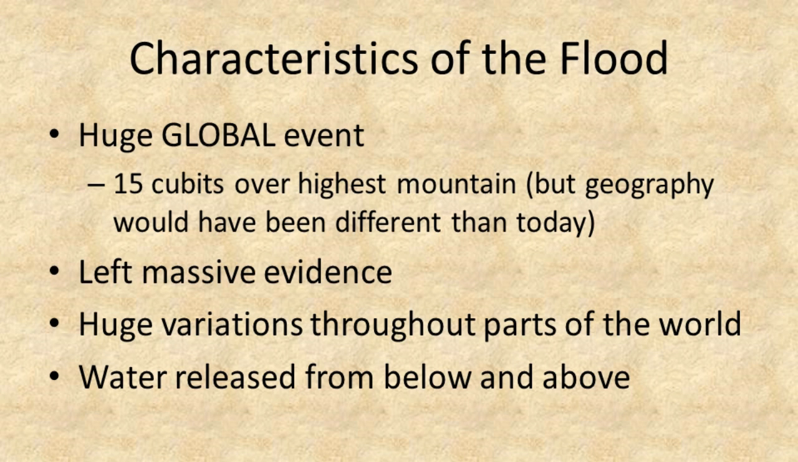It was over 15 cubits over the highest mountain. That tells us that it wasn't a local flood. Some people try to say, well, it says global, it says over the whole earth, but it doesn't really mean it. It's a moral tale, and so it doesn't really mean it, and it was just a local flood. But if it was 15 cubits over the highest mountain, that spreads out, and it will never hit 15 cubits until you have the whole area covered.